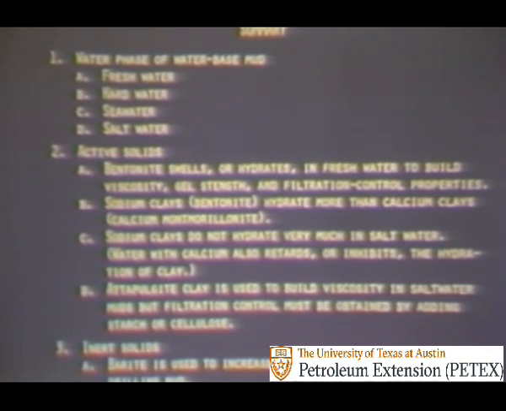Water with calcium also retards or inhibits the hydration of clay. In addition, attapulgite clay is used to build viscosity in saltwater muds, but filtration control must be obtained by adding starch or cellulose. Finally, inert solids include barite, that is used to increase the weight or density of drilling mud. If workbooks are available, stop cassette and work exercise 2.